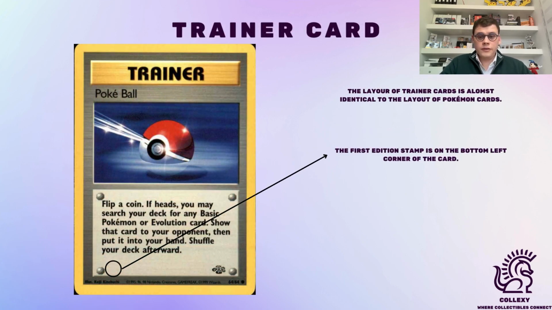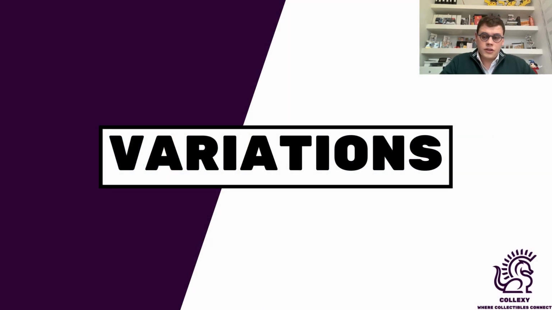As we mentioned earlier, there is only one trainer card in the jungle set. The layout of the trainer cards is exactly the same as the Pokemon cards, with the exception of the first edition stamp on the bottom left corner of the card, which would with the Pokemon card be right on the left side below the art box. We will not be discussing energy cards because the jungle set simply did not contain any energy cards. So we have now discussed the structure of the set and the structure of the cards, and now we'll be looking at the different parameters that need to be considered to determine which variation a specific card will be.